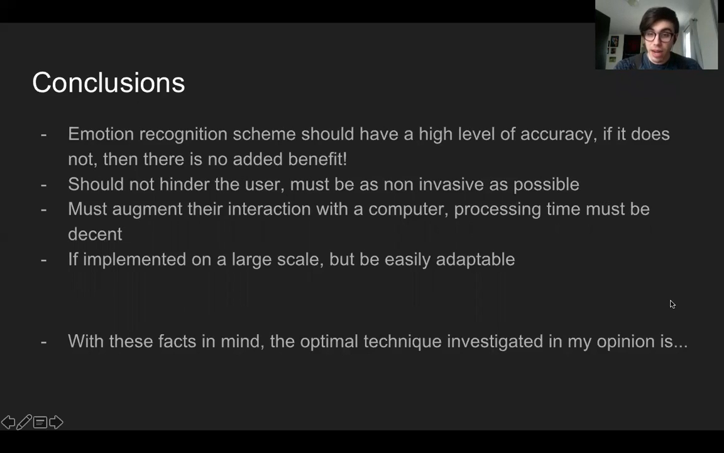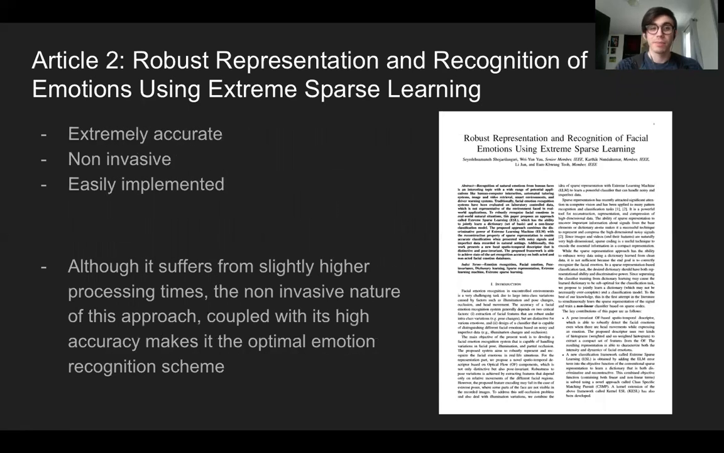With these facts in mind, the optimal technique investigated, in my opinion, as I'm sure you could probably guess, is Article 2, robust representation and recognition of facial emotions using extreme sparse learning. Although it suffers from slightly higher processing times, the non-invasive nature of this approach, coupled with its high accuracy, makes it the optimal emotion recognition scheme.